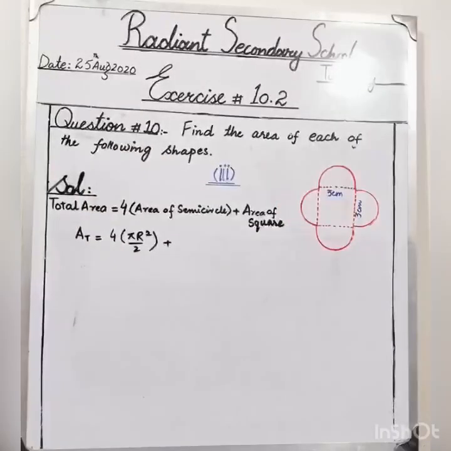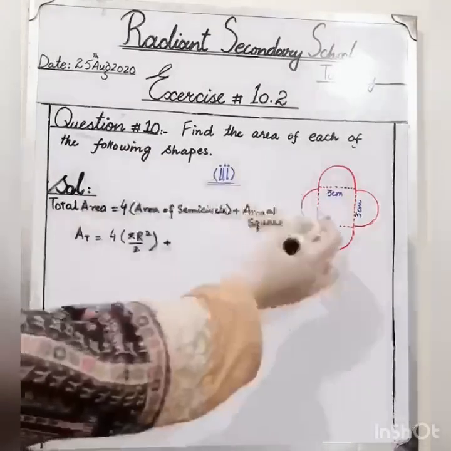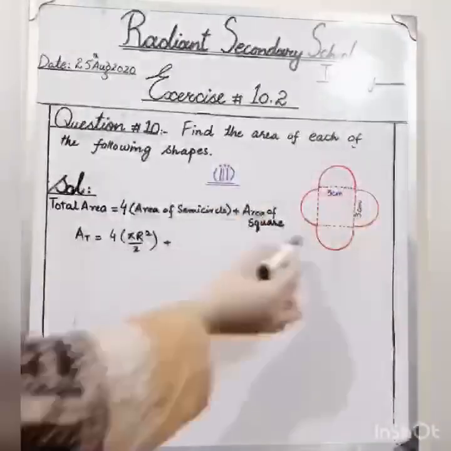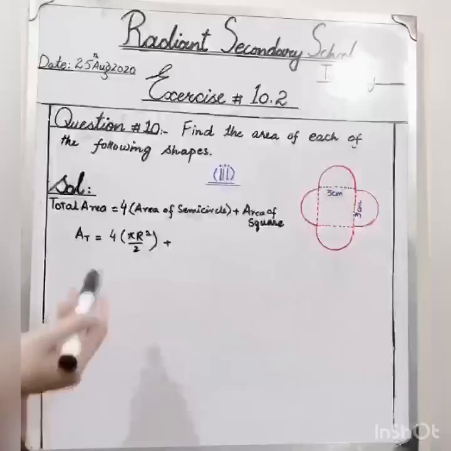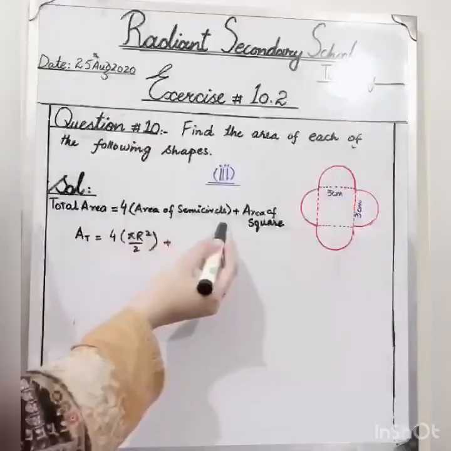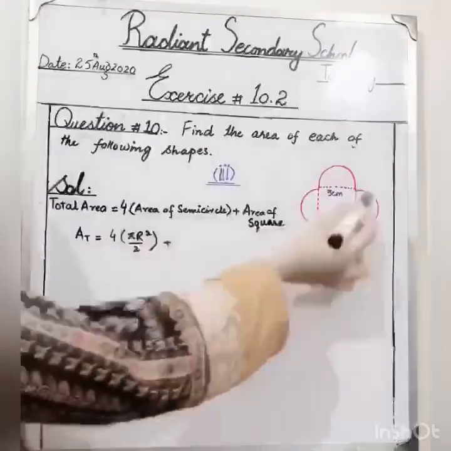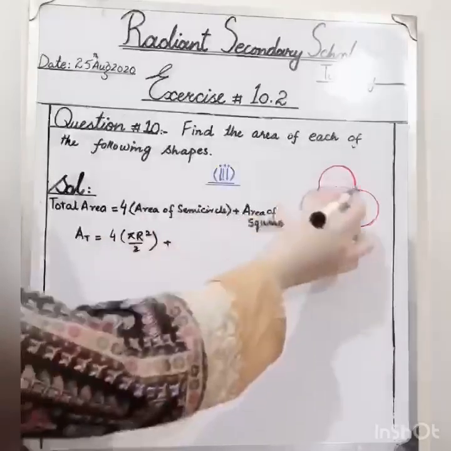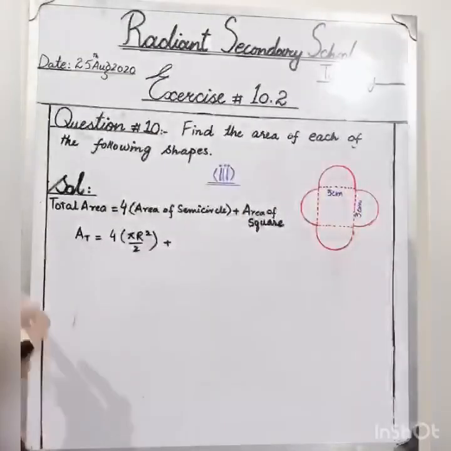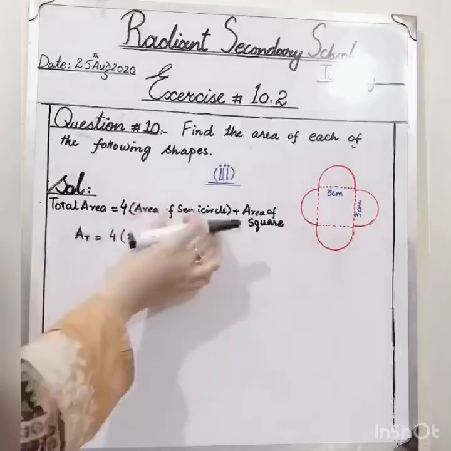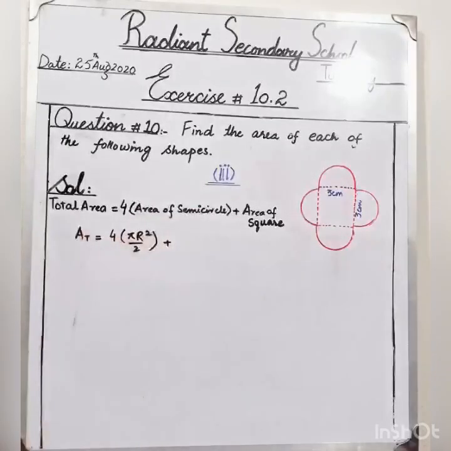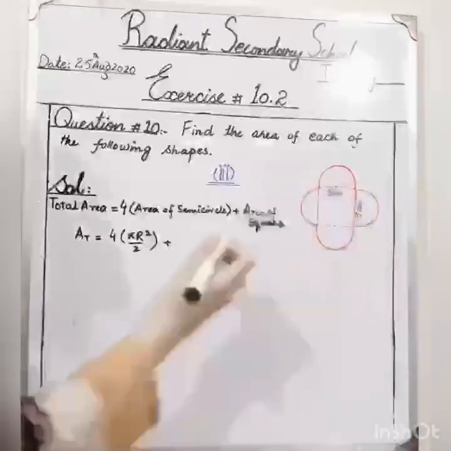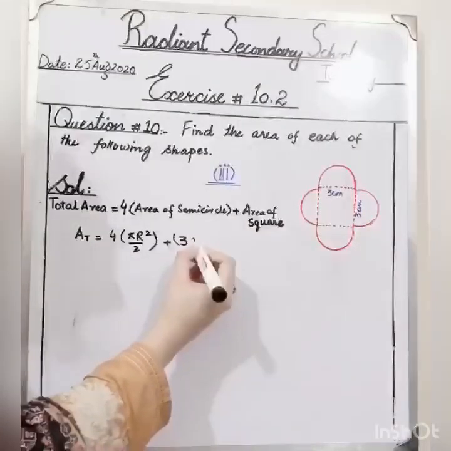In the third part, students, we are having 4 semicircles and 1 square. So how will we find out the area of this shape? We write 4 into area of semicircle. Why do we write 4? Because there are 4 semicircles. 4 into area of semicircle plus area of this square. So here 4, area of semicircle is pi r square divided by 2, and to find the area of the square, one side is 3. So you will take the square of 3.